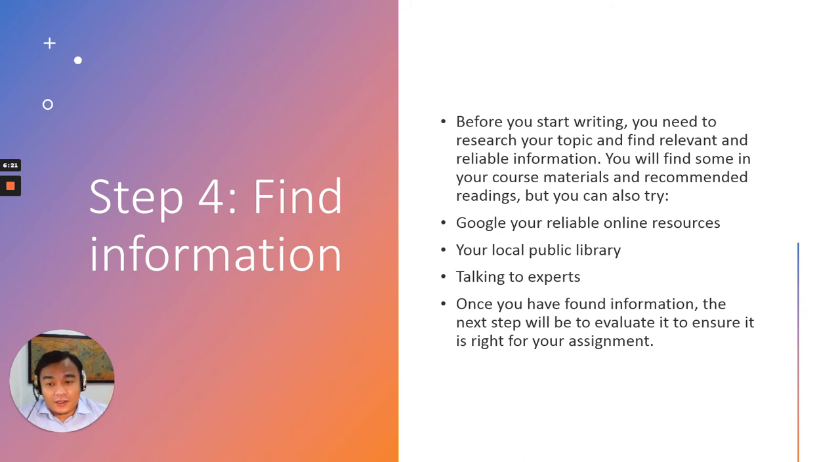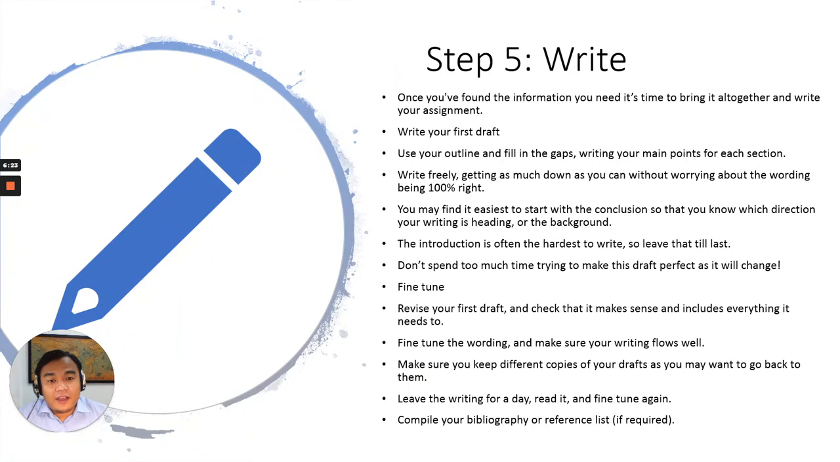Step 5 is to start writing. Once you have found the information you need, it's time to bring it all together and write your assignment. Write your first draft. Use your outline and fill in the gaps, writing your main points for each question. There is a time where you can review all the questions given. So, review the question given first and take some notes. Only then do you start finding information.